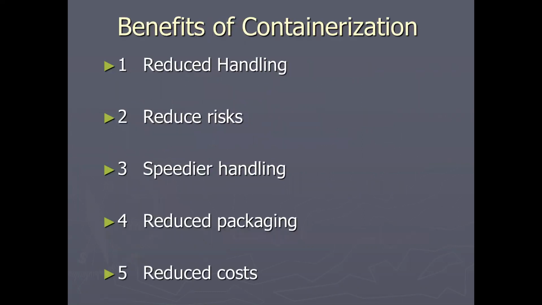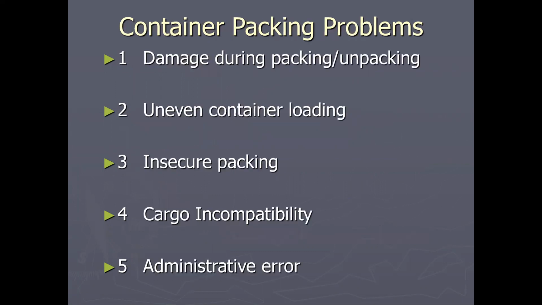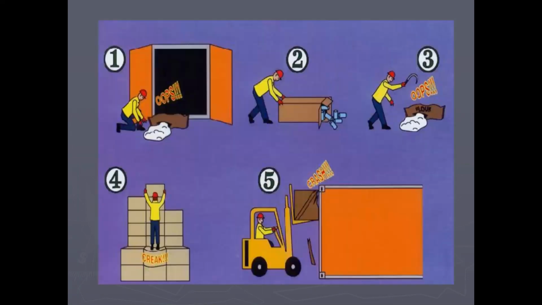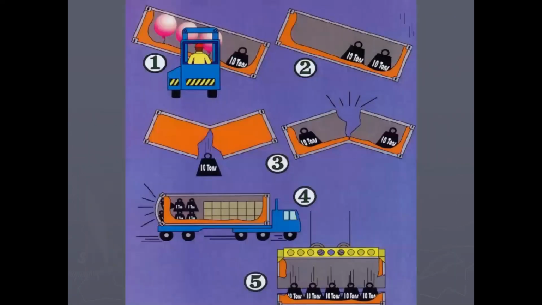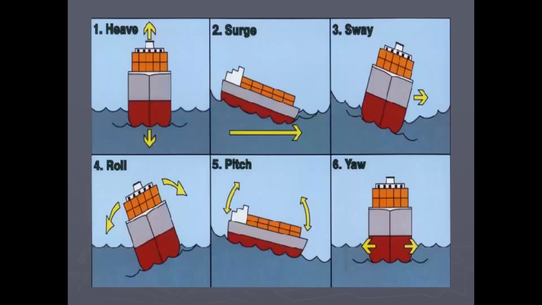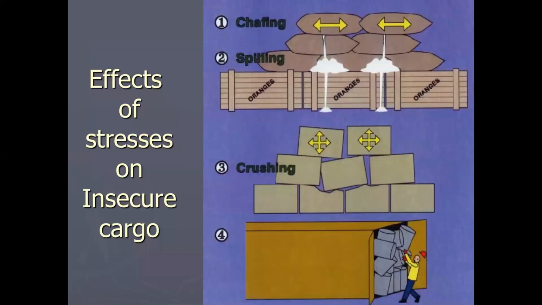By containerization, we can reduce handling risk, packaging, and cost as well as get speedier handling. There are several container packing problems, like damage during packing, unpacking, and even container loading, insecure packing, cargo incompatibility, and administrative error. These are the motions of vehicles. Effects of stresses on insecure cargo are chopping, spilling, and crushing.